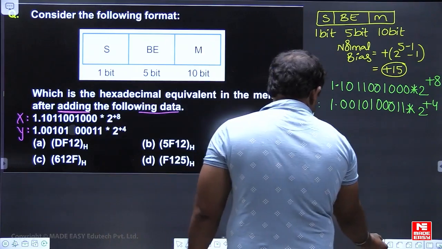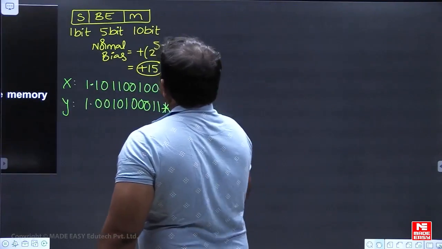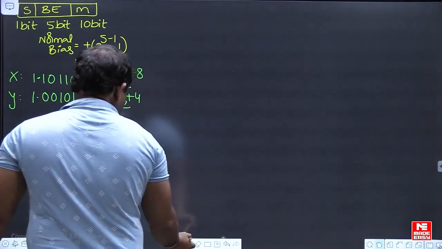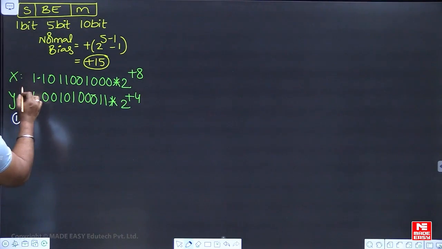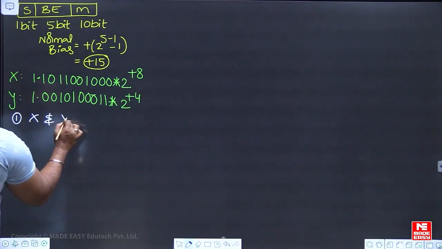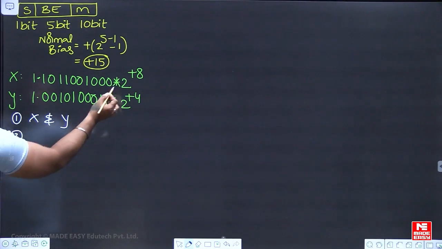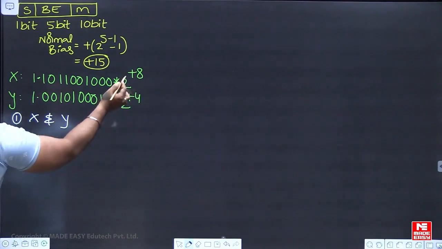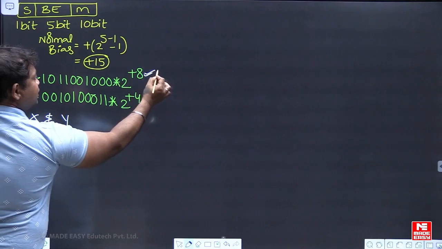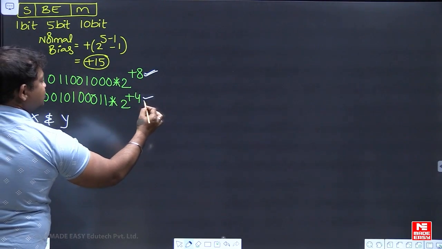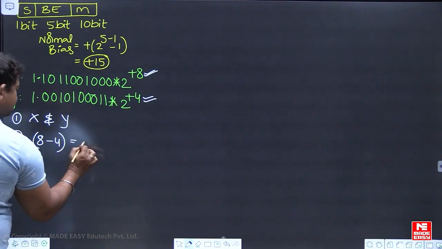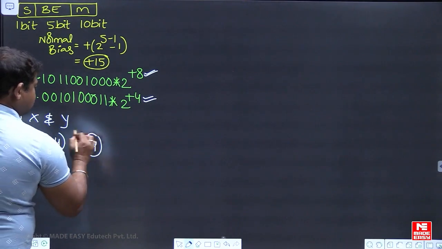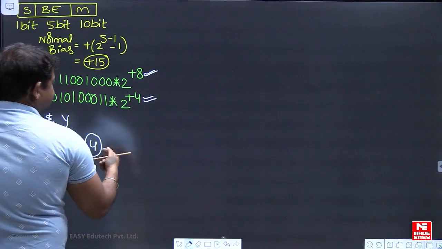Now apply that procedure here. First, we already have the x and y values. Second, compare the exponents. 8 is the exponent of x, 4 is the exponent of y. Both are not the same. Now take the difference: 8 minus 4 is equal to 4. The exponent difference is 4.